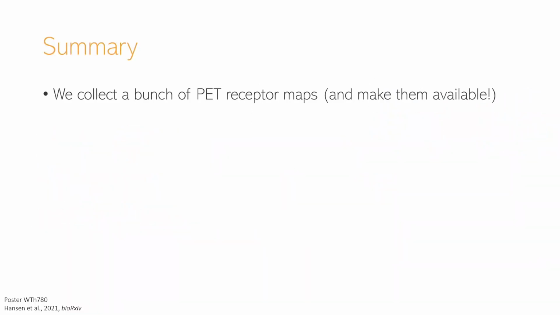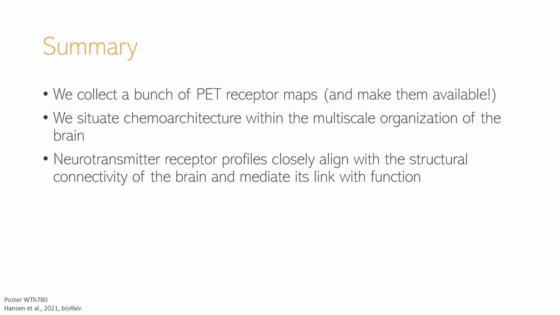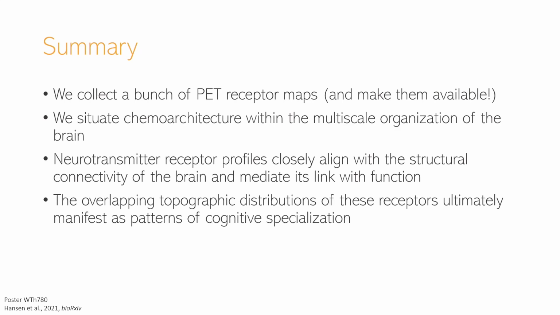So that brings me to the end. We collect a bunch of PET receptor maps, and we do make them available, so feel free to use them. We situate chemoarchitecture within the multiscale organization of the brain. Neurotransmitter receptor profiles closely align with the structural connectivity of the brain and mediate its link with function. And lastly, the overlapping topographic distributions of these receptors ultimately manifest as patterns of cognitive specialization.